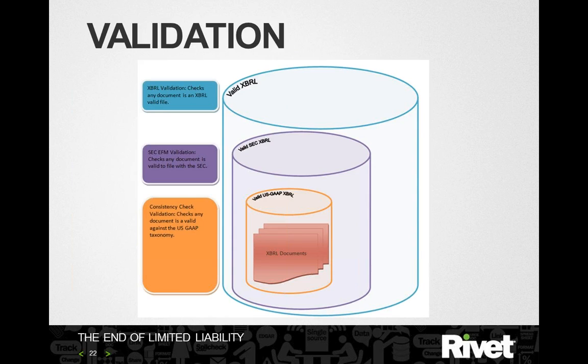And then at the very bottom are obviously your XBRL documents. And depending on what type of document you have, you may need to run different validations. If you're doing mutual fund filings, then obviously the US GAAP validations are not really applicable. So this is just to give you an idea of where these lie.